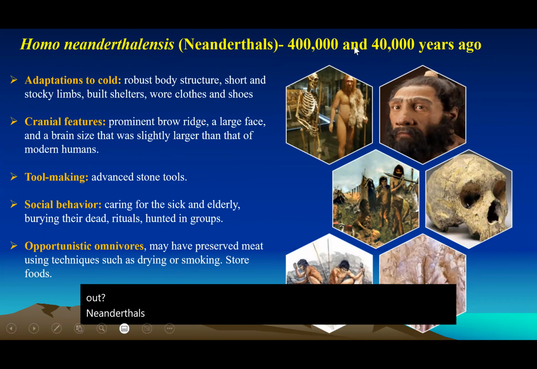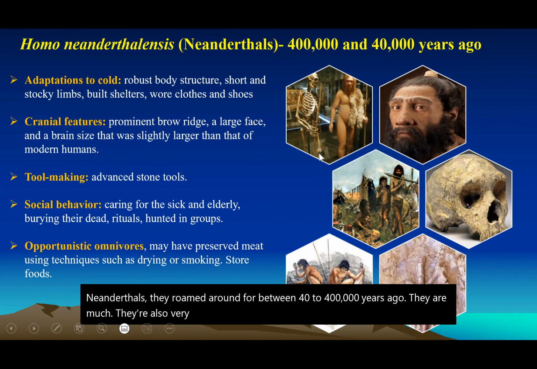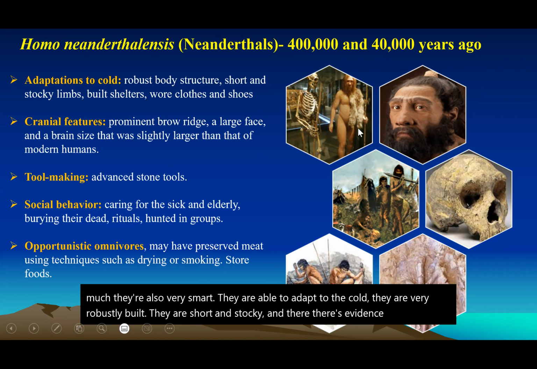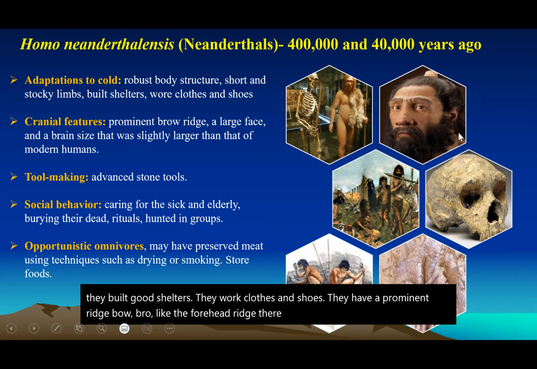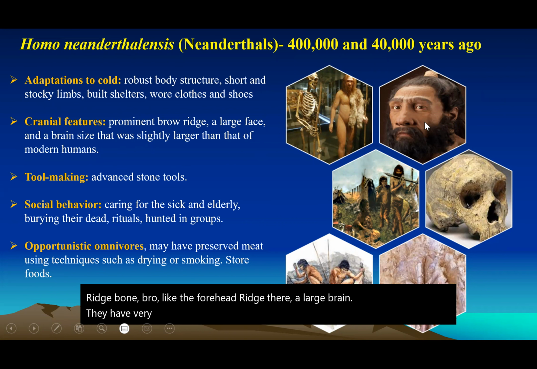Neanderthals, they roamed around for between 40,000 to 400,000 years ago. They're also very smart. They are able to adapt to the cold. They are very robustly built. They are short and stocky. And there's evidence to show how they built good shelters. They wore clothes and shoes. They have a prominent ridge, like the forehead ridge there, a large brain. They have very advanced tool kits and tools, stone tools. So they are very good at hunting and gathering.